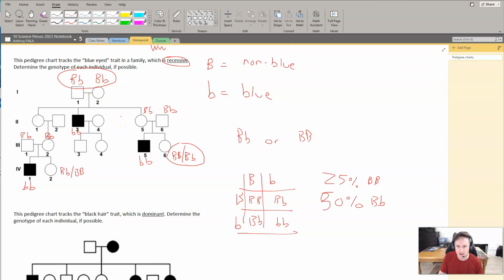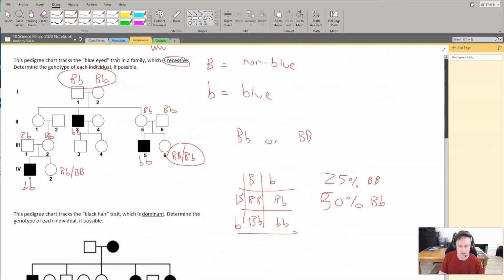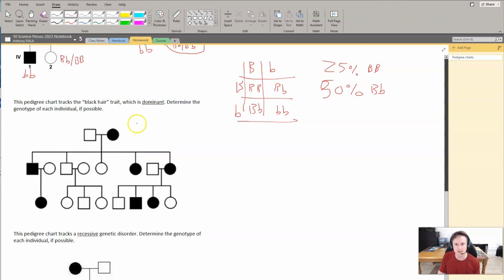Okay. Hopefully that helped out a little bit and wasn't too confusing. Now that I look at all these notes, it does look super confusing. But essentially what we're doing is if we can specify the genotype, we put it down.